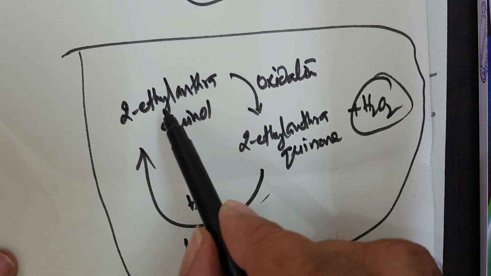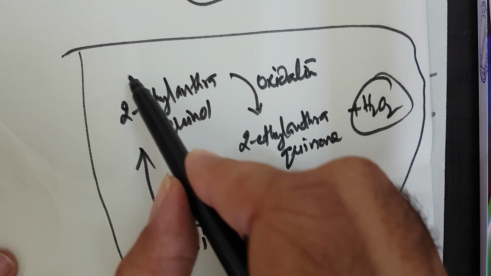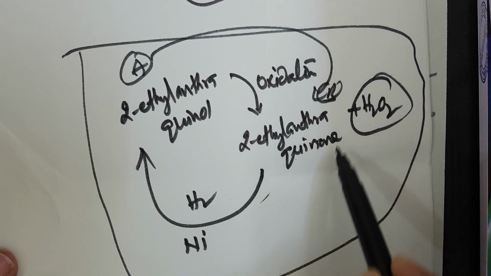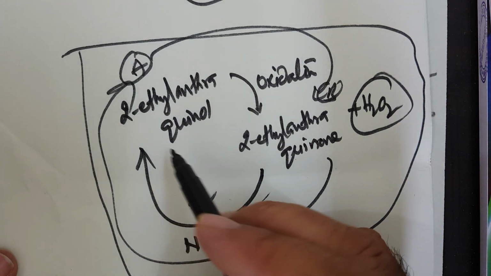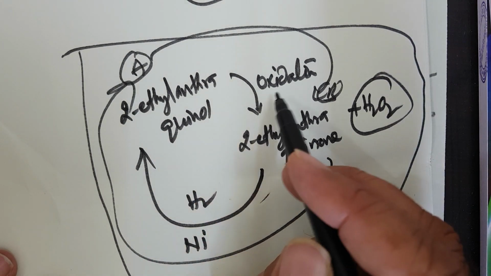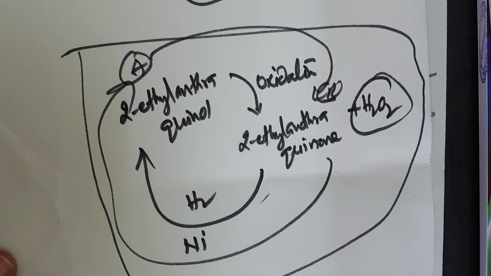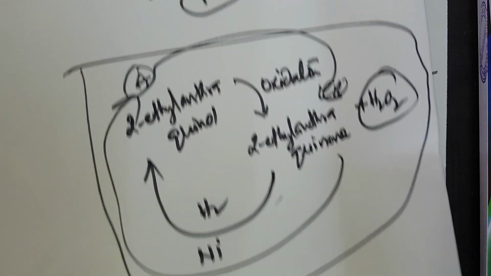A to B, B to A. Suppose you take A, A to B, then B to A. It is a cyclic process. 2-ethyl anthraquinol oxidation gives 2-ethyl anthraquinone, and then it is converted to what? Again 2-ethyl anthraquinol. Okay, na, the concept?